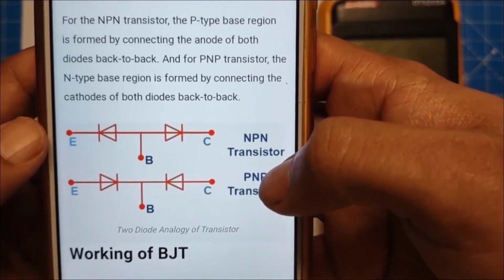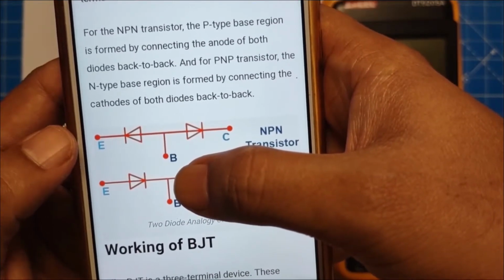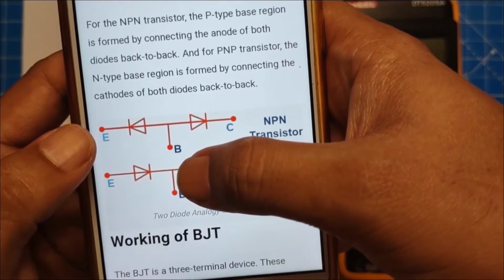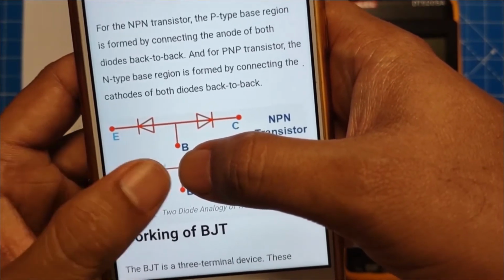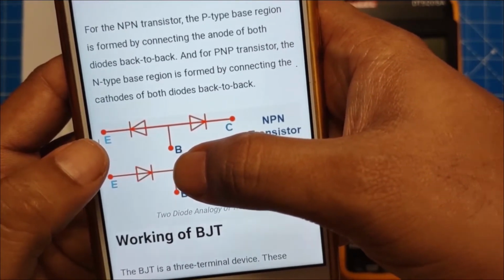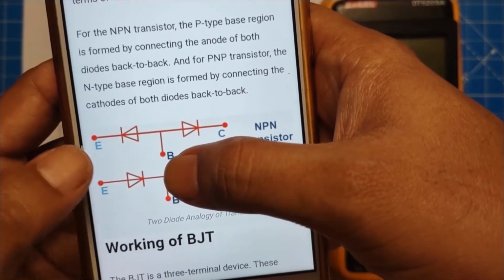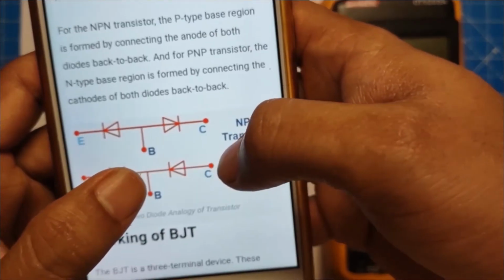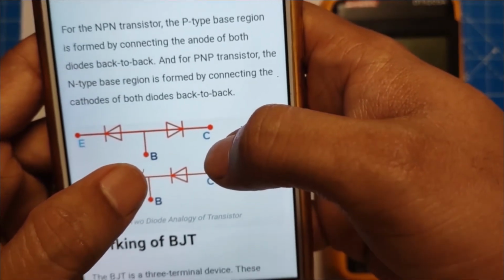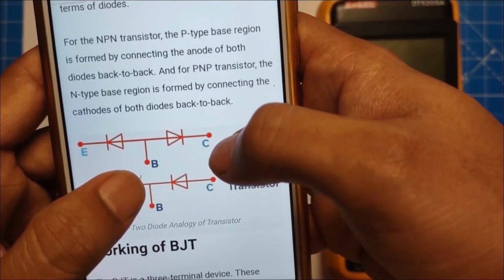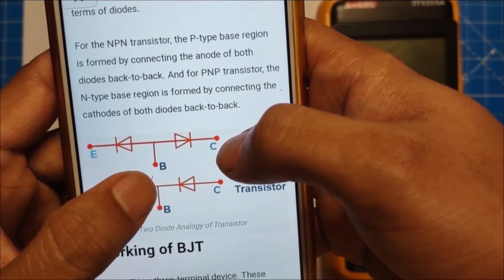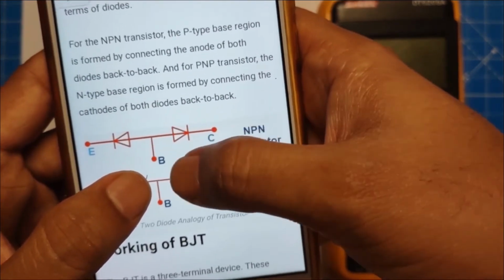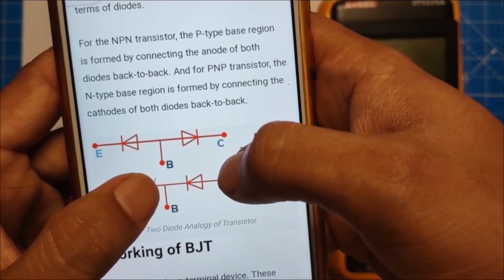For an NPN transistor, the base will be on the positive and the emitter will be on the negative side. So the diode between base and emitter will be forward biased, and we'll get continuity between base and emitter. Similarly, for base and collector, the base is on the positive side and the collector is on the negative side. The diode becomes forward biased and we get continuity between base and collector.